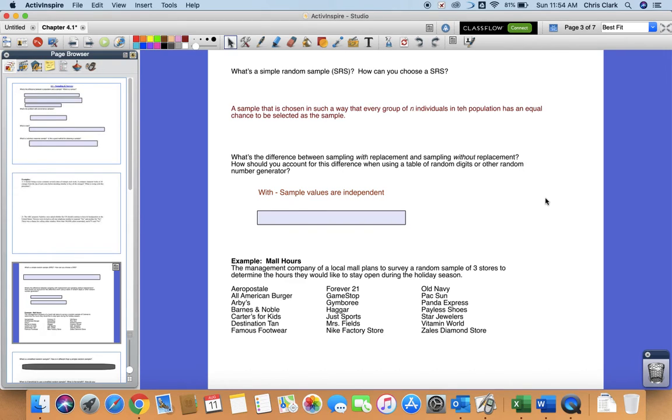Sampling without replacement is generally what we'll do when we're trying to create a sample from a group, from a big population, and we're trying to find something out about that population.